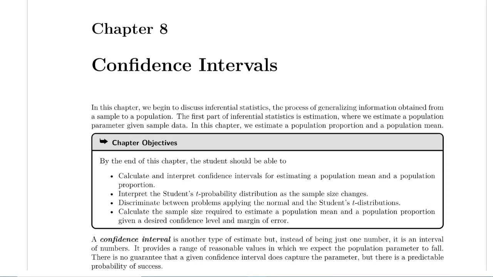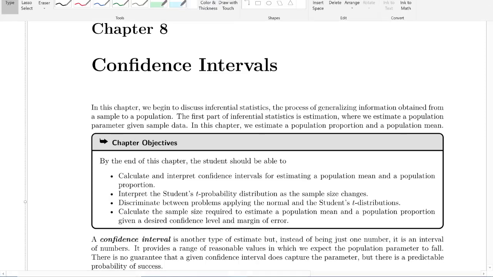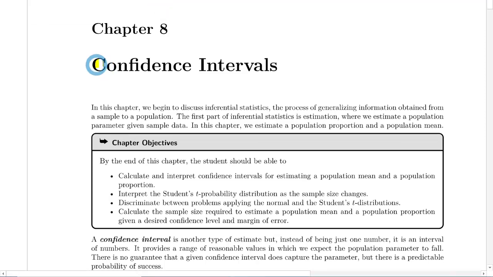Hi, so in Chapter 8, we're going to discuss a different type of estimation for populations from a sample, and it's called confidence intervals. And it's exactly what you think it is. It is how confident we are that the population parameter lies within an interval of values.